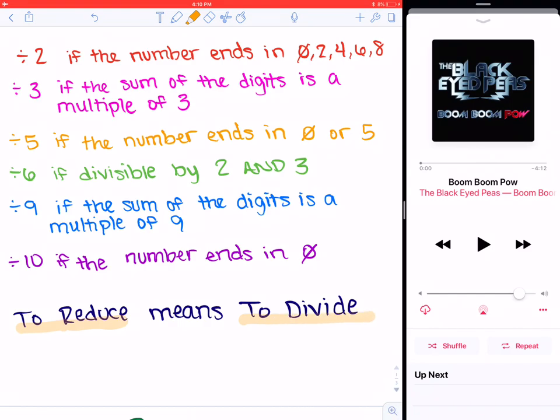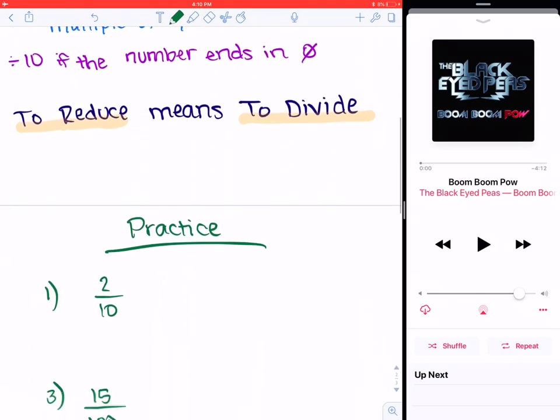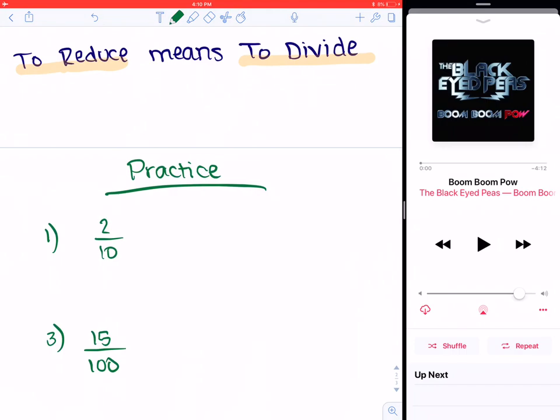All right, so let's practice some. I have 2/10. I notice that this number ends in a 2 and a 0, and both of those are even, so I can divide evenly by 2. 2 divided by 2 is 1. 10 divided by 2 is 5, so my answer is 1/5.